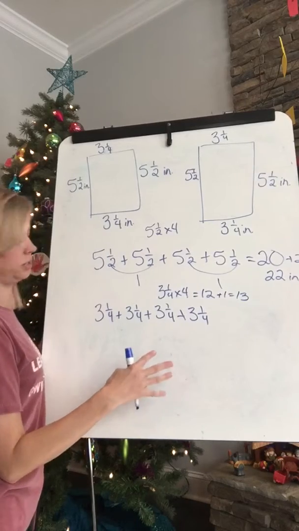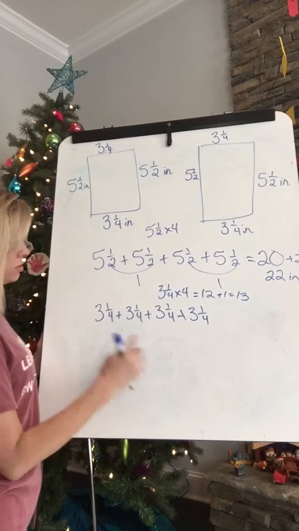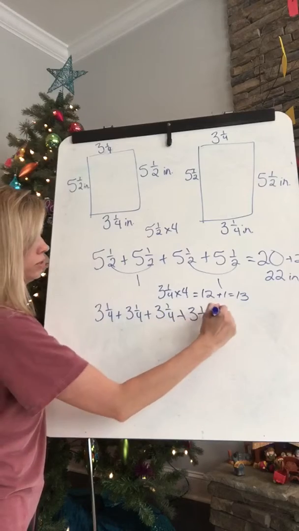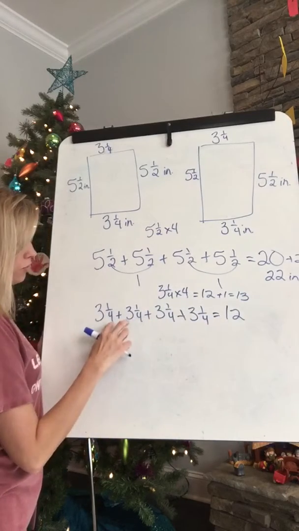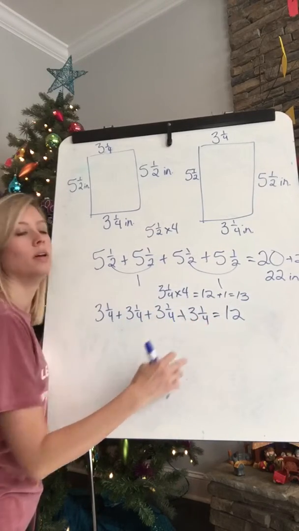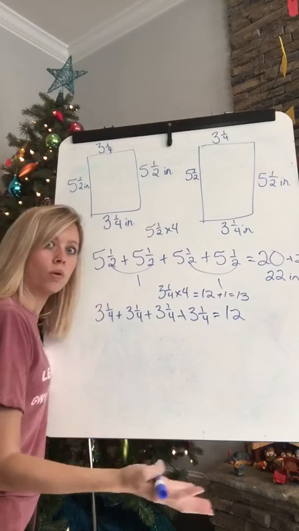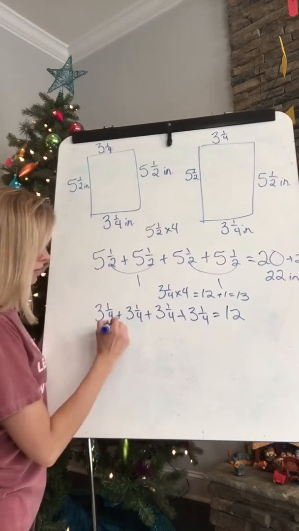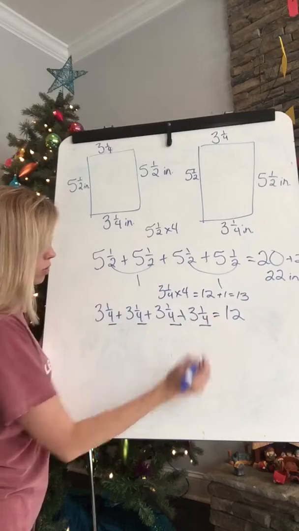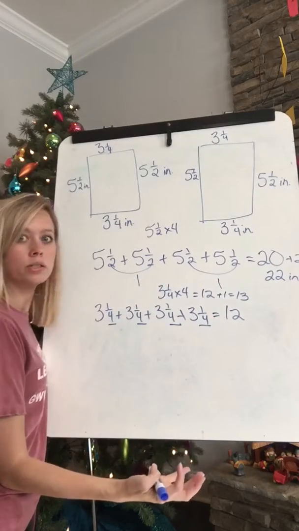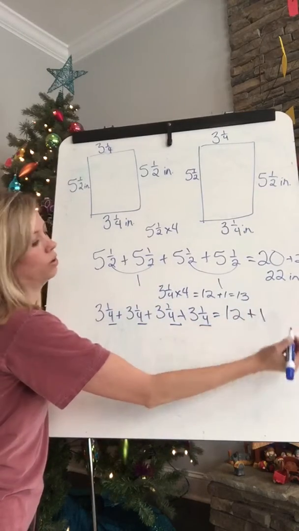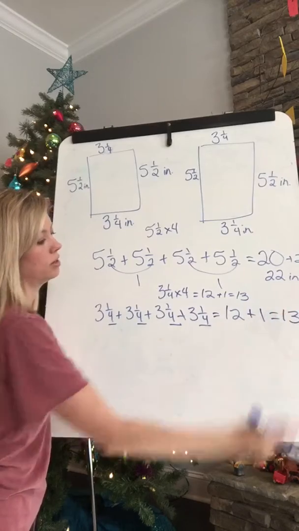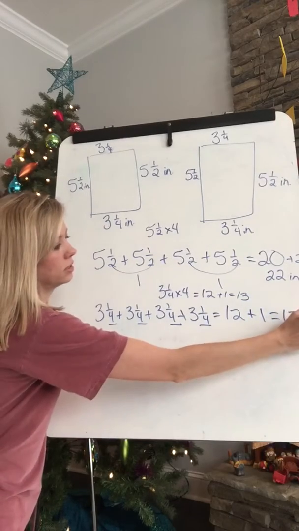Let's try it with our addition down here. I'm going to do my whole numbers, 3, 6, 9, 12. And then I've got a 4th, a 4th, a 4th, and a 4th. Well, 4 fourths makes 1 whole, and that's what I've got. 1, 2, 3, 4 fourths. So when I put all those fourths together, I've got 1 more whole. So I've got a total of 13 inches on this one.